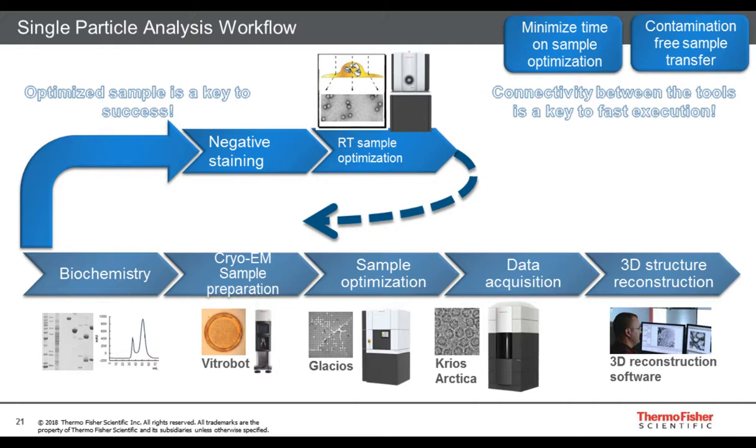So in principle with the Glacios, besides screening, you can get to resolutions of 2.5, 2.6 angstrom in the 2.5 angstrom range within a few days. You see the time indications below in this slide.